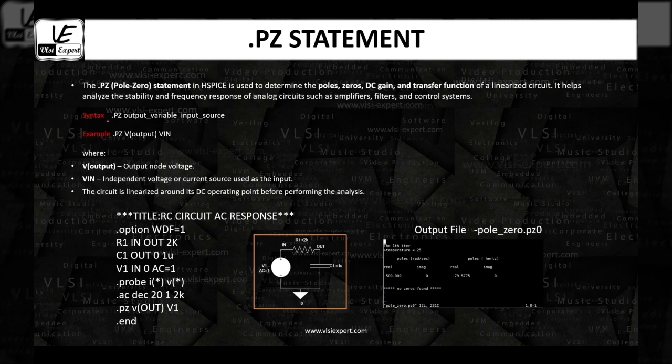So the syntax is that I write .pz. HSpice is case insensitive, so you can write in caps or in small letters. Usually I write all my statements in small letters, but here it is written in caps. So .pz output_variable. The output variable represents the output node voltage. This V represents the voltage, and the bracket represents which node we are talking about. So we are talking about the output node, and this V in has to be an independent voltage or current source, as used by the input.